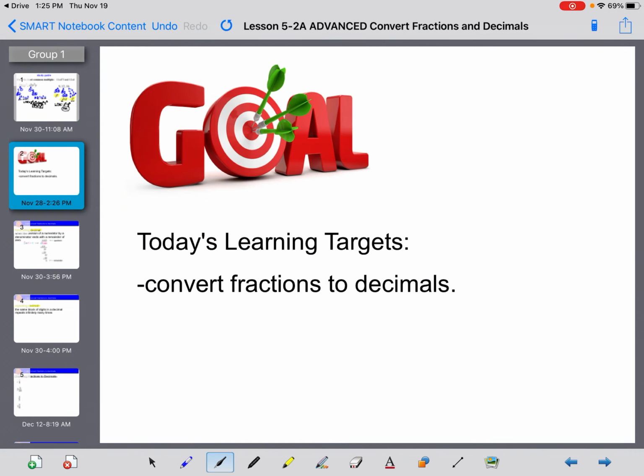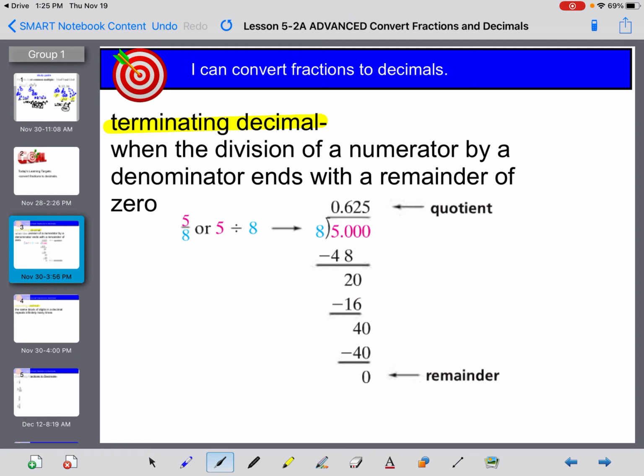Today's learning target is to convert fractions to decimals. First, let's write down some definitions. A terminating decimal is when the division of a numerator by the denominator ends with a remainder of 0. So it ends.